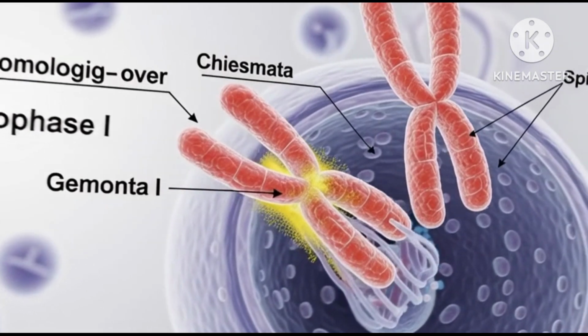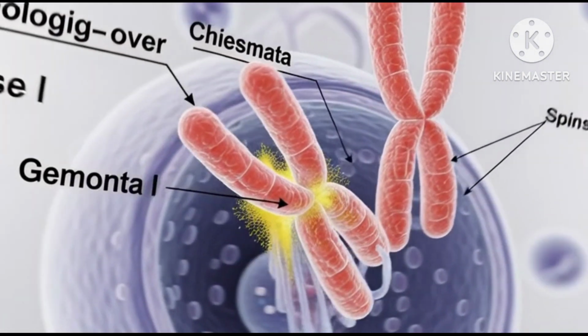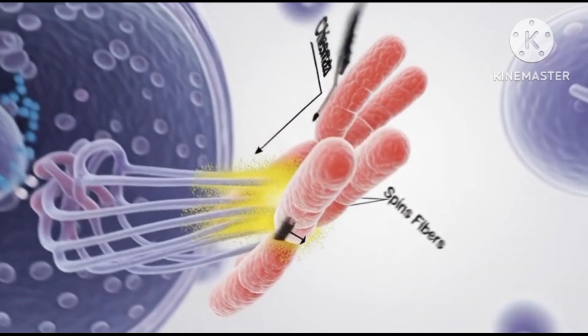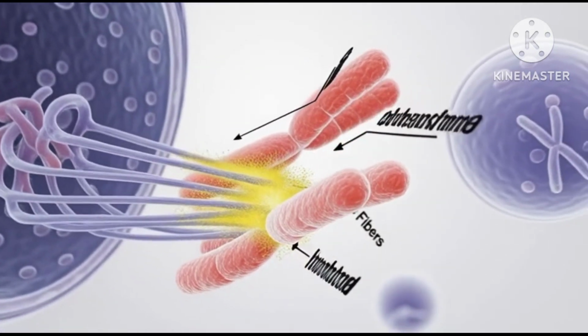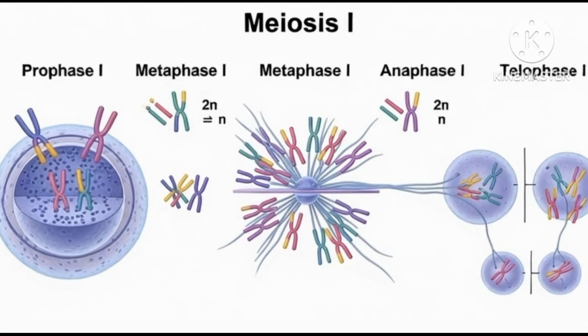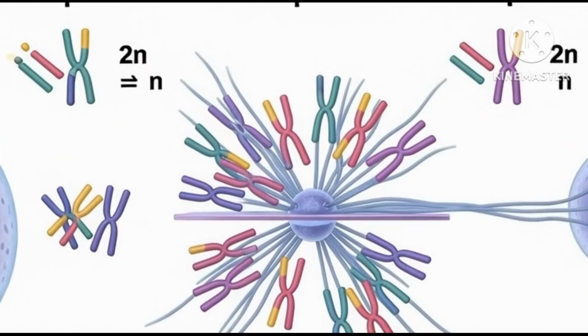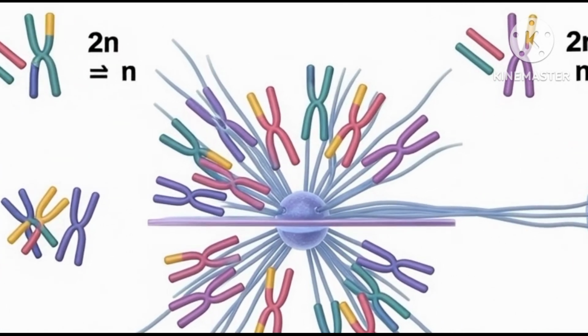In prophase I, homologous chromosomes pair up closely in a process called synapsis. During this stage, crossing over occurs, where segments of DNA are exchanged between chromosomes. This important event creates genetic variation and ensures diversity among offspring.